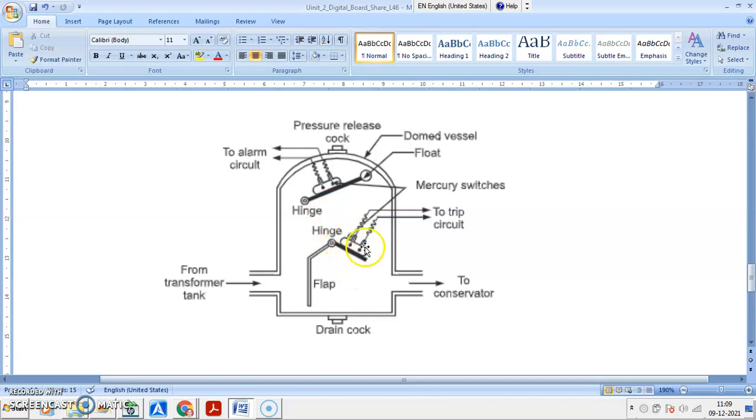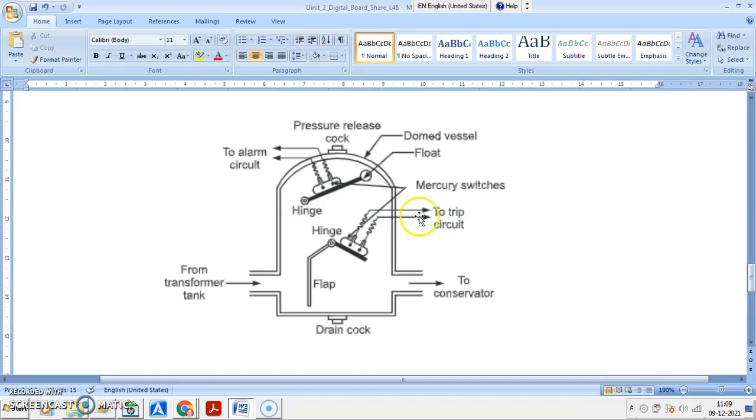The hinge will get pushed upward, the mercury will come between these two contacts, and the circuit will get completed. Here also there is a hinge; this hinge will get pushed in upward direction, and when the mercury comes in contact, the relay will get closed. So here you will get closing of the trip circuit and the relay will operate to close the contact of the circuit breaker initiating circuit, and the circuit breaker will operate to isolate the transformer.